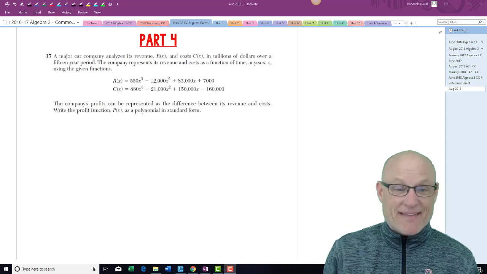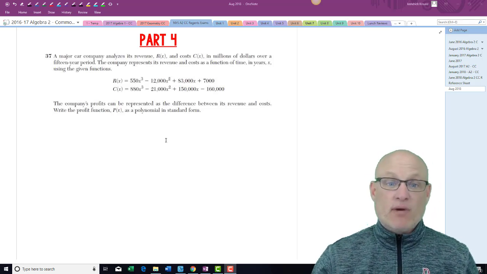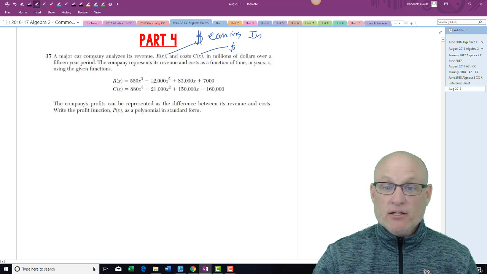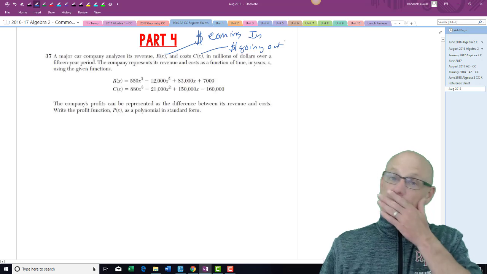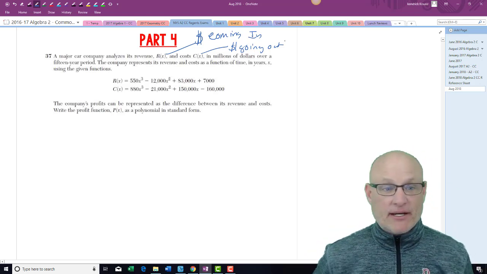Alrighty, this one's not bad. A major car company analyzes its revenue. Revenue is money taking in, the money coming in, and C of X is your cost. That's money going out, and you always want your money coming in to be more than your money going out. Otherwise, you're not making any money.